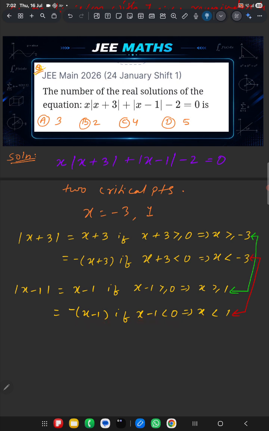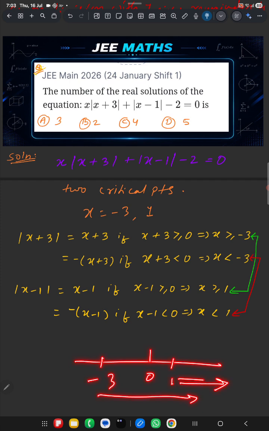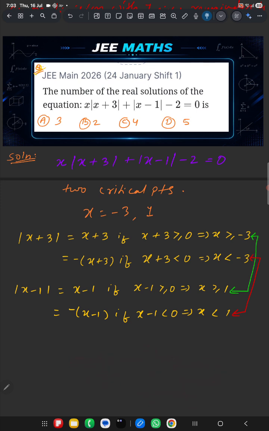So in this way, when we combine the positive values for the two functions: x greater than −3, and x greater than or equal to 1. If you draw the line, here is −3, here is 1. One says greater than −3, the other says greater than 1. So what is the common point? Greater than 1. So for the positive values, that we will discuss.